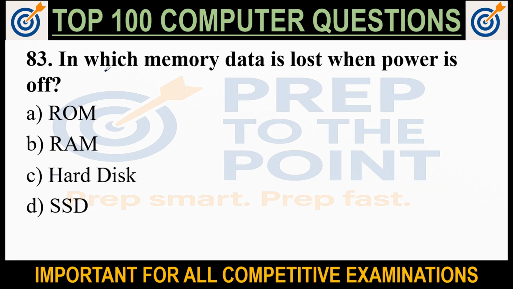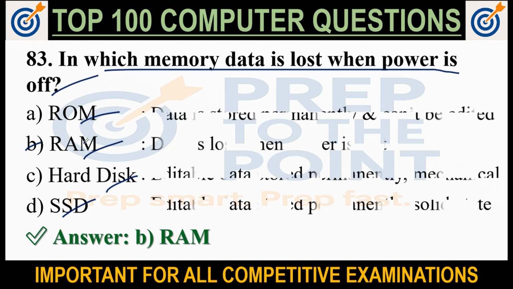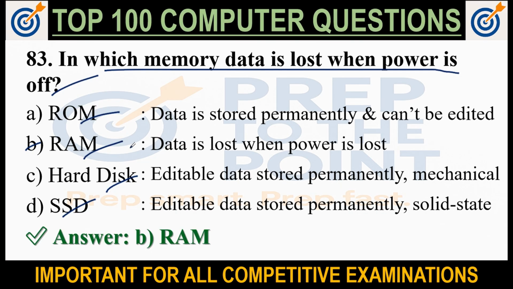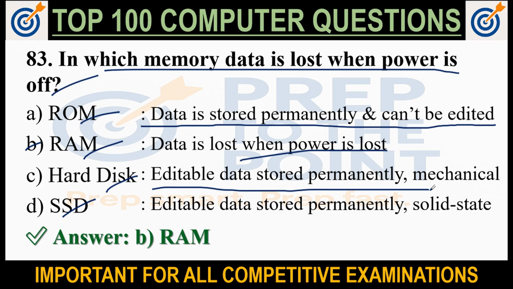In which memory data is lost when power is off? ROM, RAM, hard disk or SSD? The right answer is RAM, because RAM is volatile and data is lost when power is lost, whereas in ROM data is stored permanently and it can't be edited as it is factory setting mode. Hard disk is editable data stored permanently and mechanical, while SSD is editable data stored permanently and in solid state.